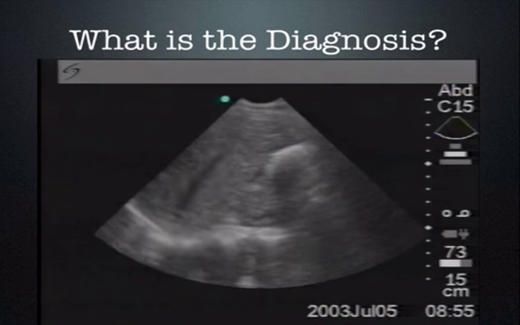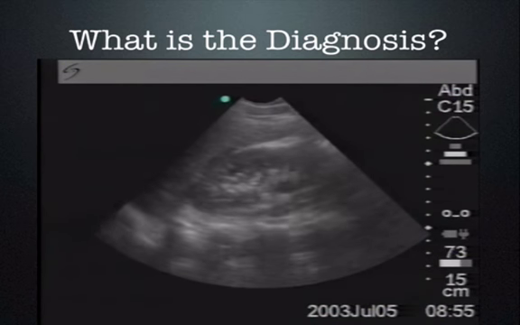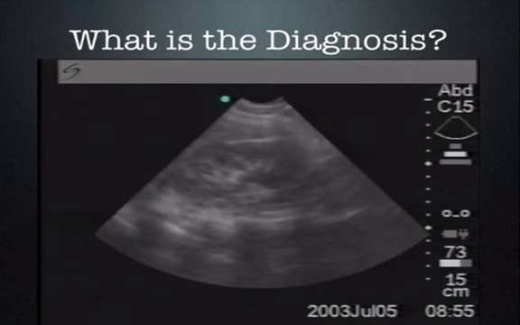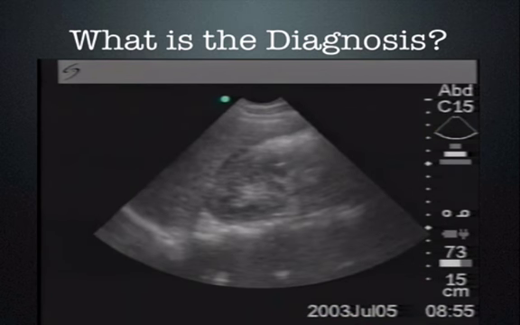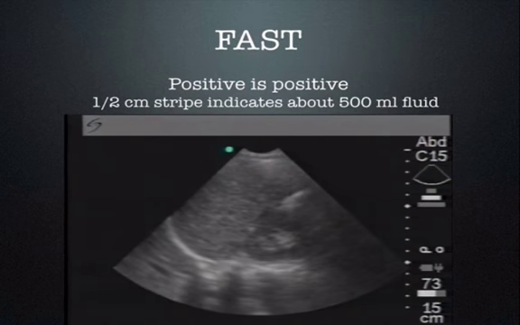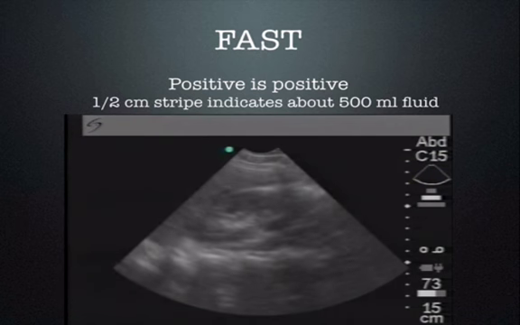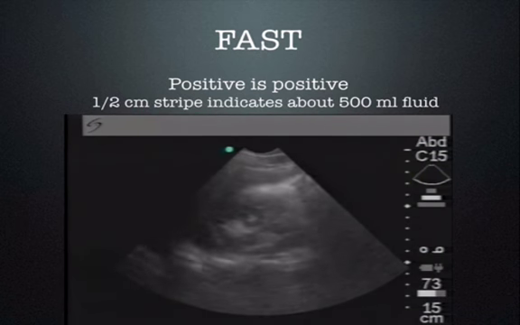So what's the diagnosis here? We have the right upper quadrant window, we have the liver, and we have the kidney. Is it positive or negative? So if you look, there's a very small stripe of fluid between the liver and the kidney. So this is a positive FAST exam.